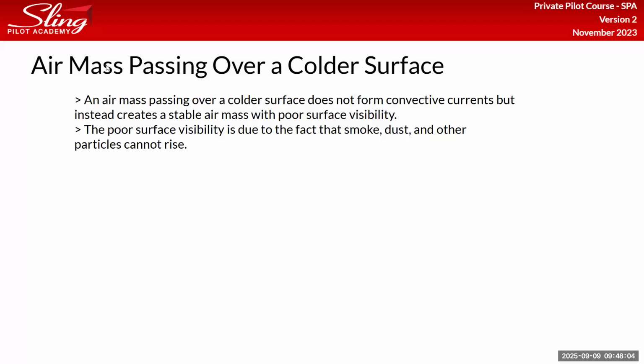Same with this, it's kind of just a review over stable air. So air passing over a colder surface doesn't form the convective currents from below because it's not being heated from below and rising. So it creates a stable air mass with poor visibility, because if there's any moisture in the air that's creating clouds or fog, that's getting stuck there because it's not moving with stable air. So smoke, dust, and other particles cannot rise out of the area, so you end up with poor visibility. Okay.